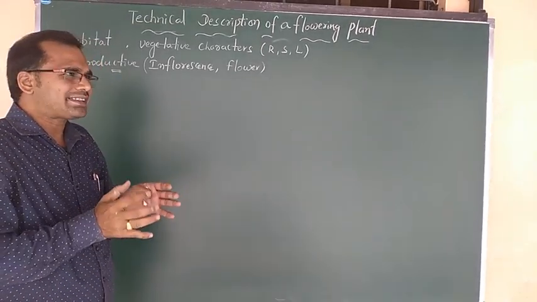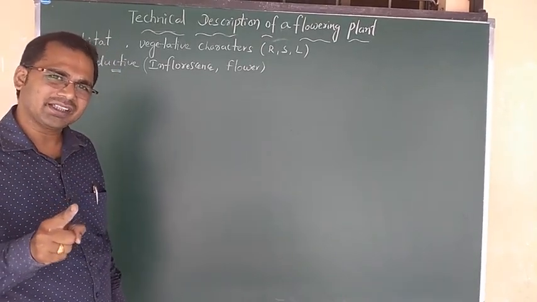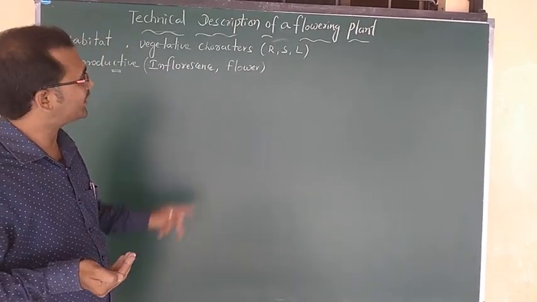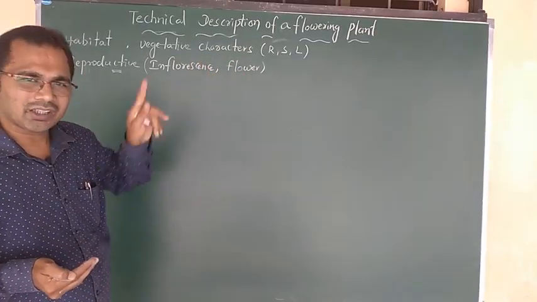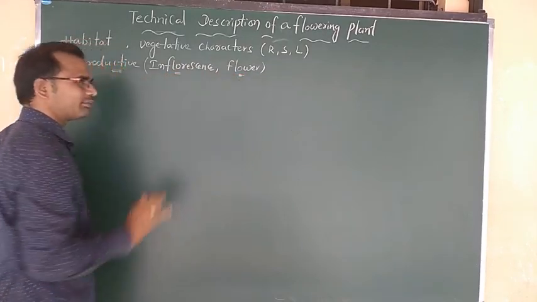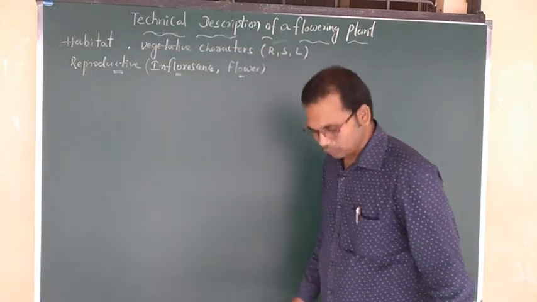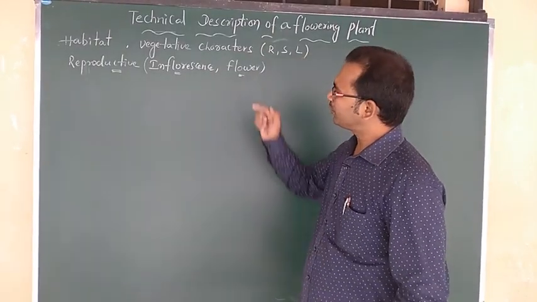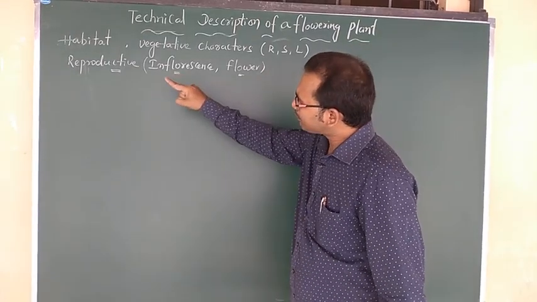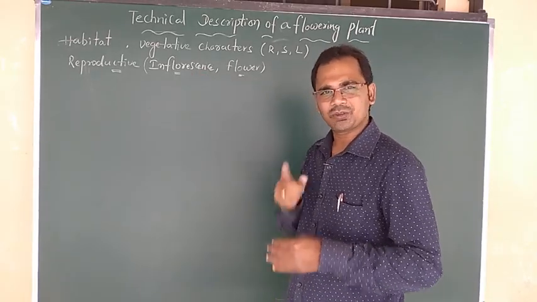That's why, to describe a flowering plant, we consider vegetative characters and reproductive characters. The vegetative characters are root, stem, leaf. The reproductive characters are inflorescence and flower. What inflorescence are we taking? Cymose inflorescence or racemose inflorescence. And what type of flower we are considering. The reproductive part is also considered in the description of a flowering plant.